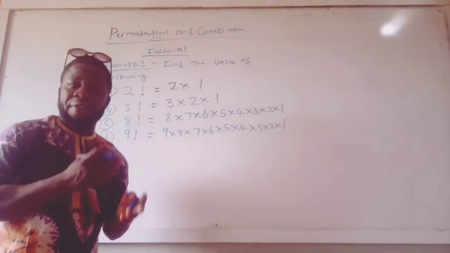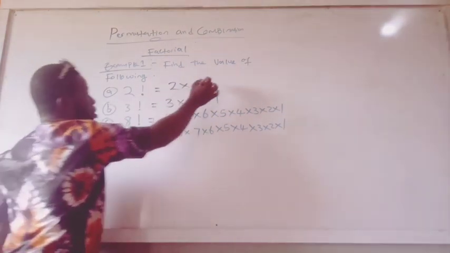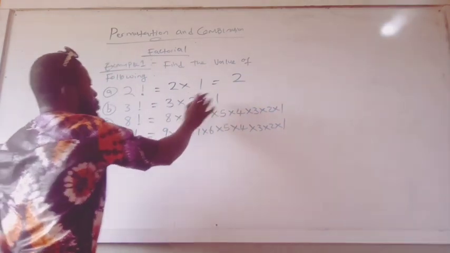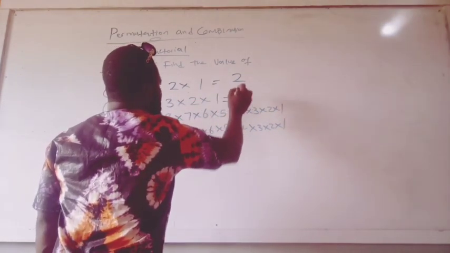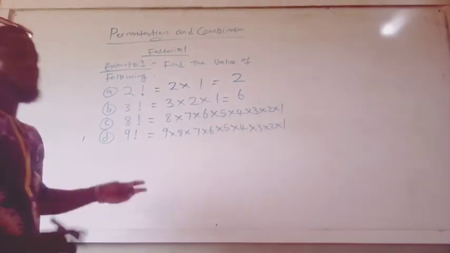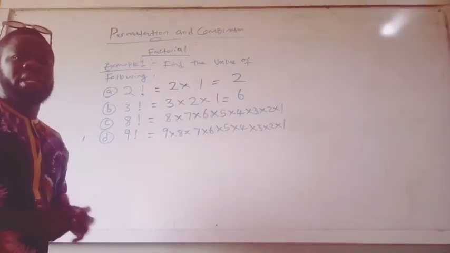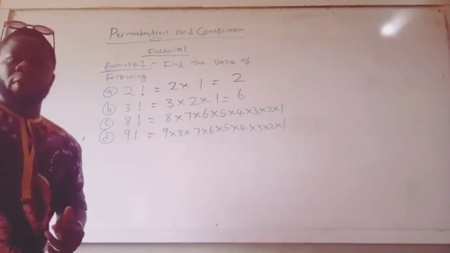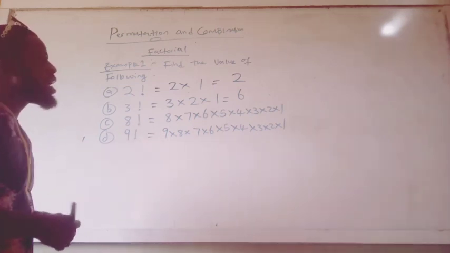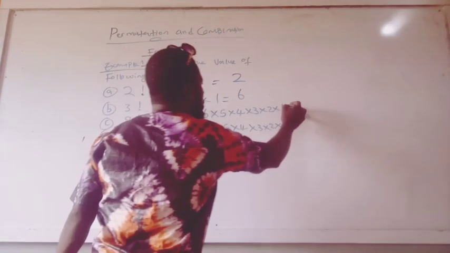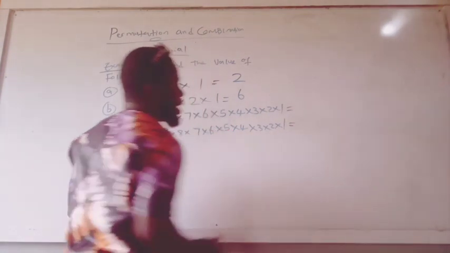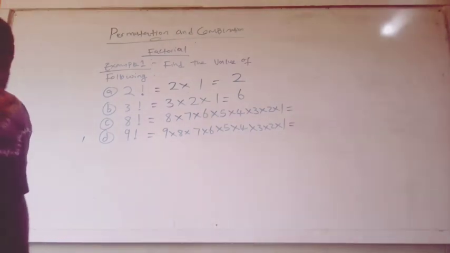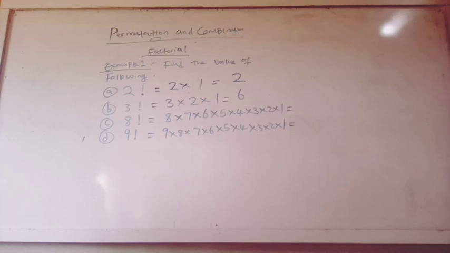So you can leave your expression in this form, or you can also get the final answer. For instance, what's 2 times 1? 2 times 1 will give us 2. 3 times 2 times 1 will give us 6. This one, you have to multiply gradually. I will leave you to first calculate before I provide the answer. Tell me, check it out, and let's see whether we're on the same page to know what 8 times 7 times 6 times 5 will give you.